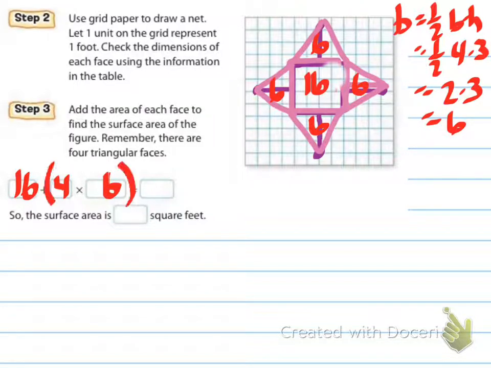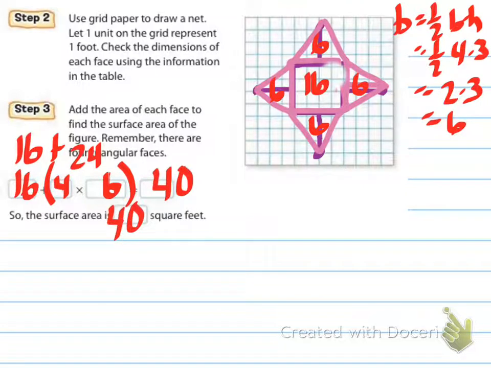So I would take care of this first, and that would be 24. 24 times 16 is what we're going to be looking at, and that's going to be, oh sorry, not times. Oh, Mrs. Eccles, why are you ruining this video? Plus. So 16 plus 24 is 40.